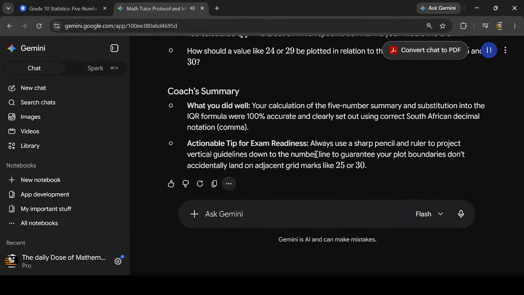Coach's summary. What you did well. Your calculation of the 5-number summary and substitution into the IQR formula were 100% accurate and clearly set out using correct South African decimal notation, comma. Actionable tip for exam readiness. Always use a sharp pencil and ruler to project vertical guidelines down to the number line to guarantee your plot boundaries don't accidentally land on adjacent grid marks like 25 or 30.